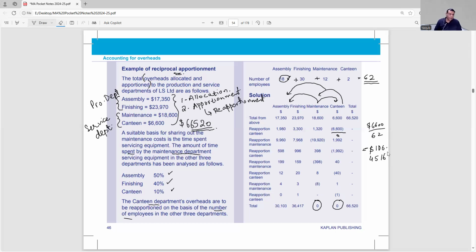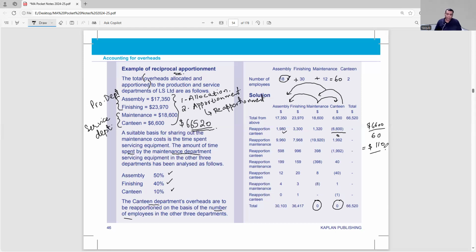And one more thing: here we have 62 employees, but two of the employees are relevant to the canteen department. So we will not include the cost of canteen employees. It will be divided by 60 employees, because the two employees are the canteen's own employees, so their cost is not included. Now we have a cost per employee, or overheads per employee, of 110. If we multiply this 110 with the 18, we will get this value of 1,980. Similarly, if you multiply this 110 with the 30 finishing employees, you will get 3,300.